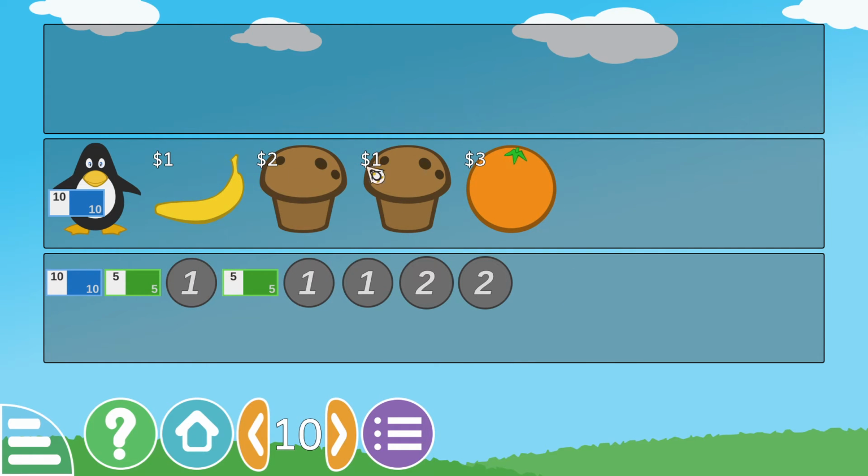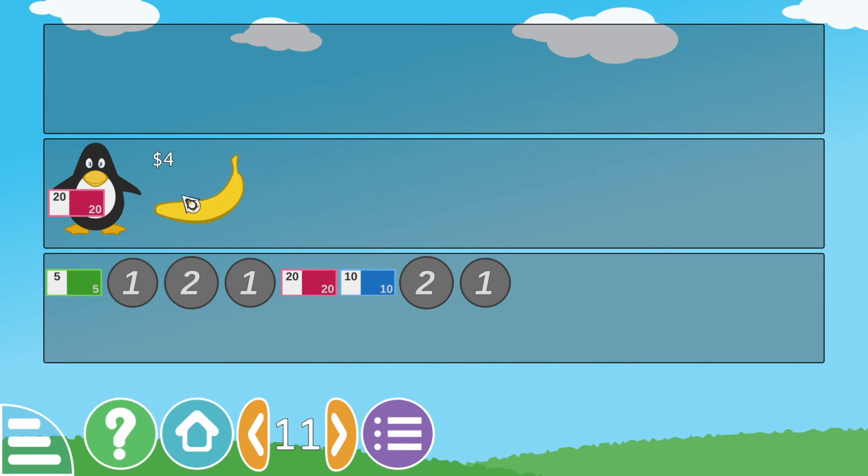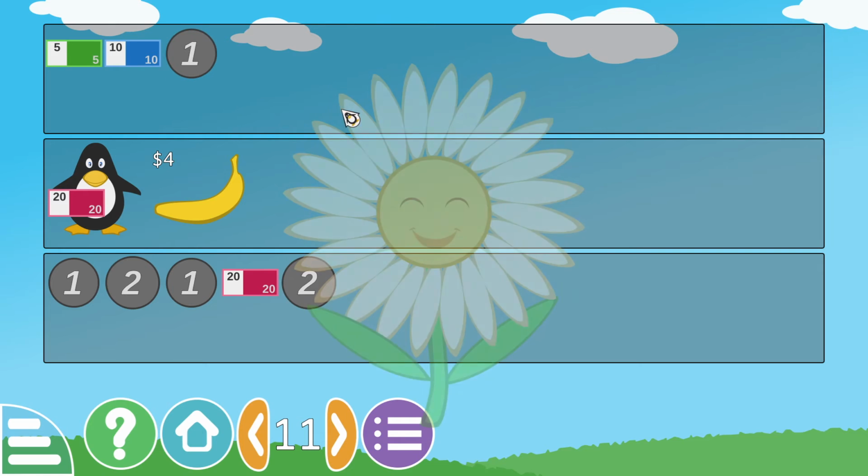Looks like he's picked up a lunch order. So a $3 orange, then $3 in muffins, so $7 in total. From $10 needs $3 change. A $4 banana with a $20 note, that's $16 change.